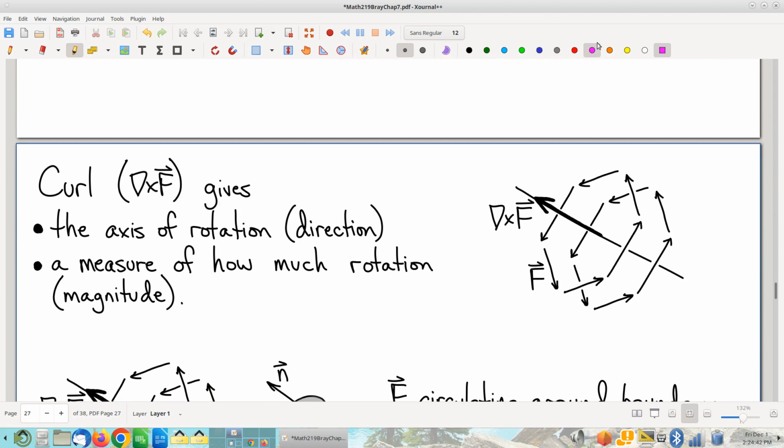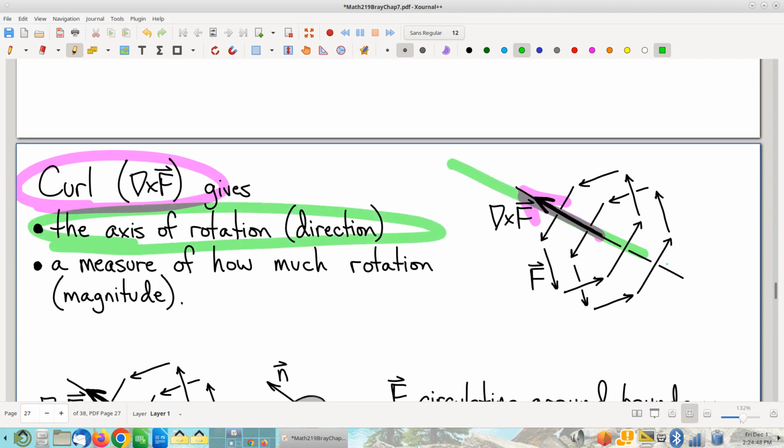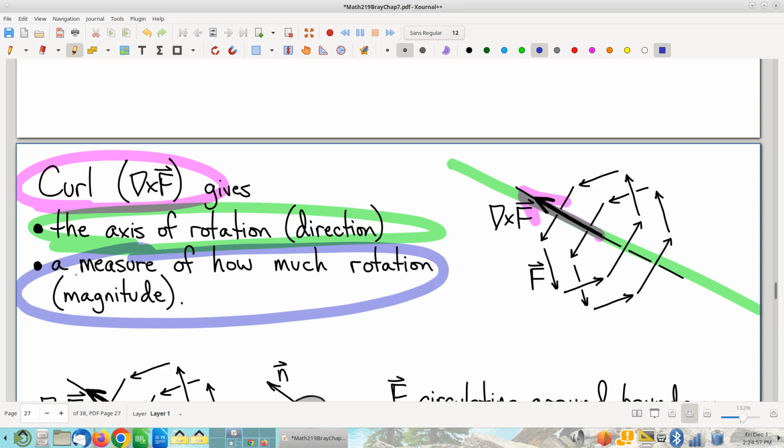So curl is telling you what is the axis that the fluid is rotating around, by what direction it points. And it's telling you, again, in some sense, and I can't quantify this, how fast: are we talking about a little bit of a rotation or a lot of a rotation, how much rotation around that axis there is. Everybody all right?